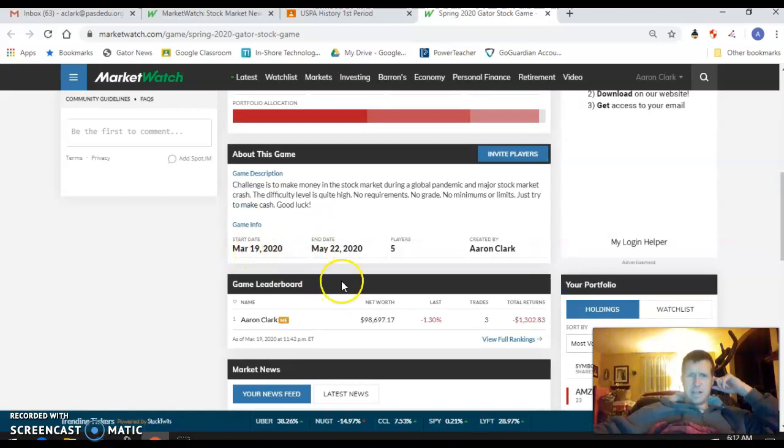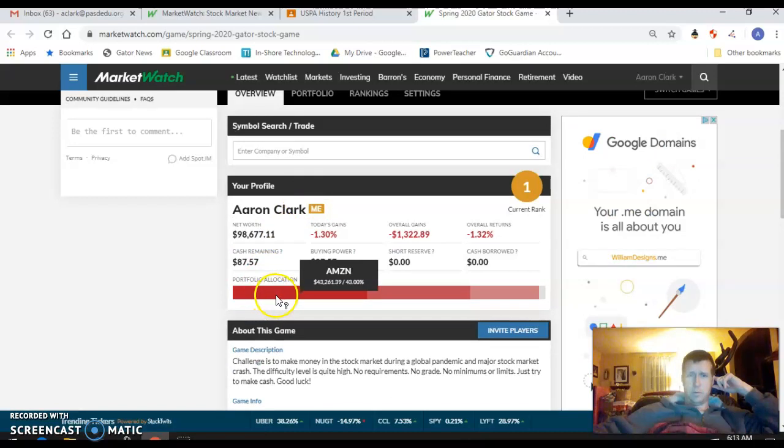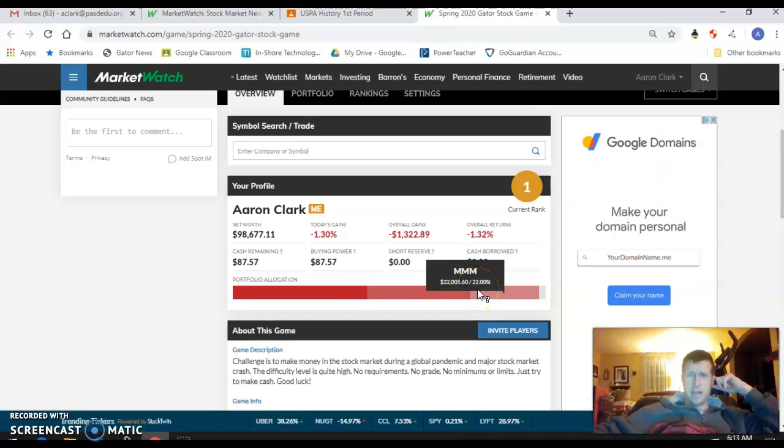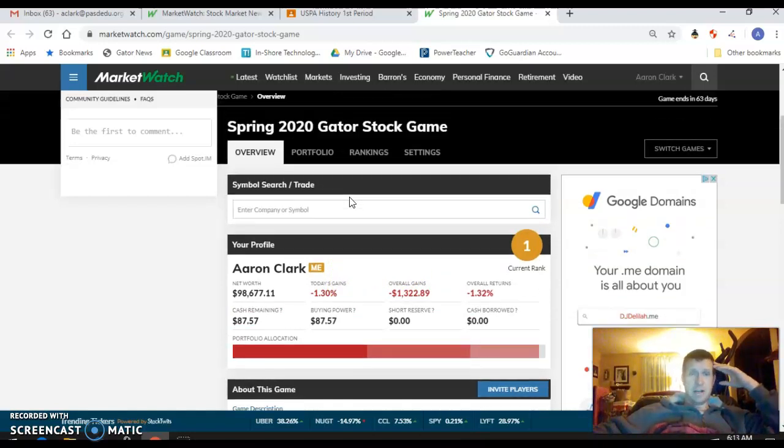Then you have the start date of the game. I put an end date, which would be near the end of the school year. The number of players. Four other people have signed up, but they haven't made any trades yet. So they must have signed up after the stock market closed yesterday. This shows you your portfolio. So far I own in one day Amazon, Walmart, and 3M, who makes face masks for doctors and nurses. I am getting pummeled in one day already.